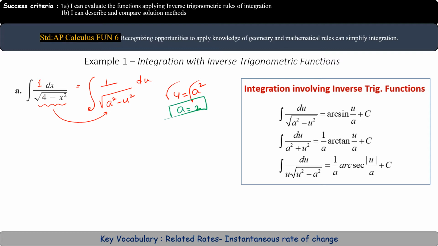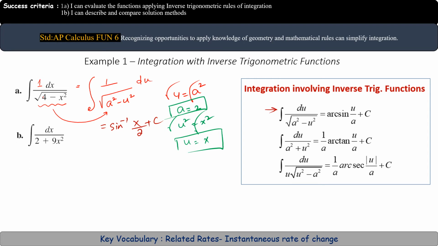Similarly, in place of u square, x square is written. So if we take the square root on both sides, u equals x. Just replace in the formula. Now here we are going to apply the arc sine formula. So the answer will be sine inverse of u over a. What is my u? u is x and a is 2, and then plus c. So simple.